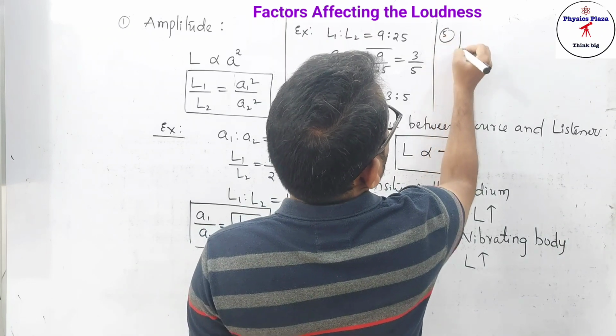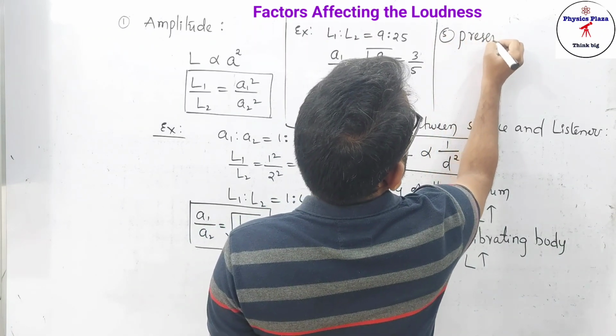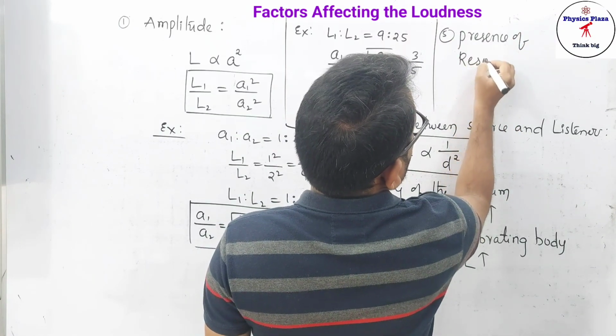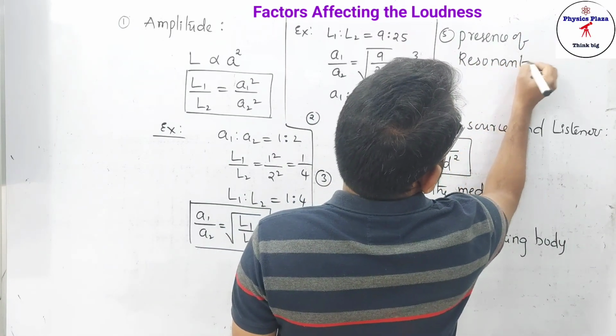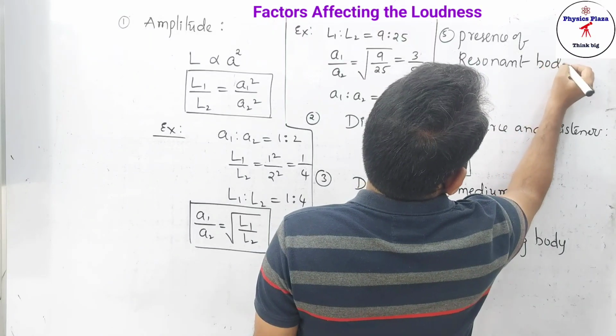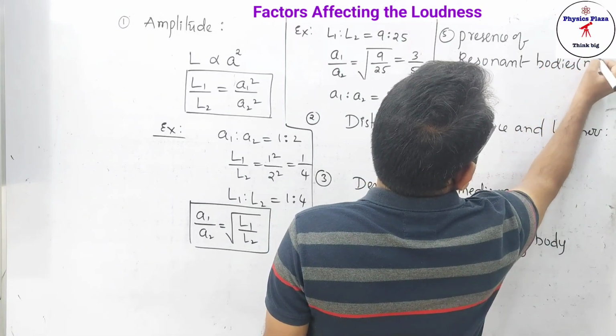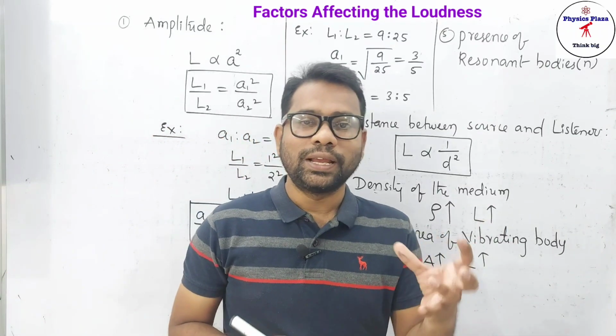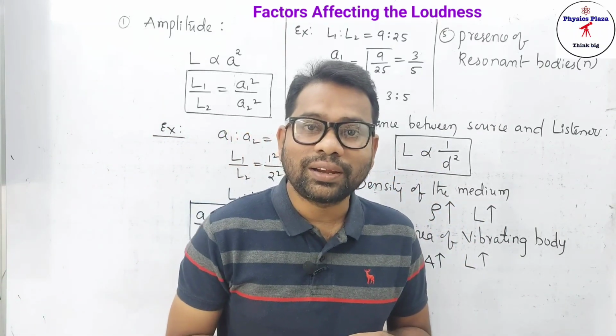And here the fifth one. What is the fifth one, children? Presence of resonant bodies. Let us say n number of resonant bodies are there. Children, in a previous class we discussed resonance. At resonance, what will happen, children?